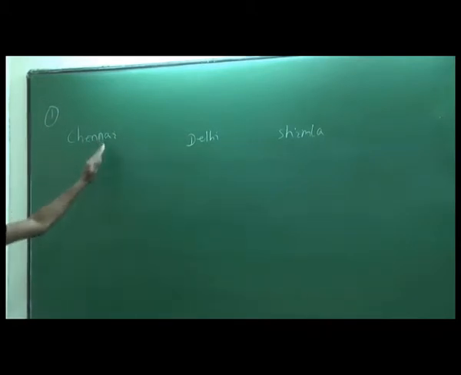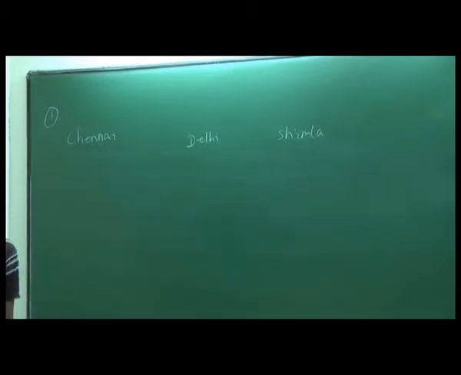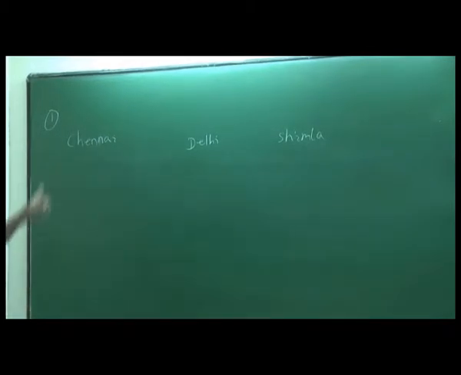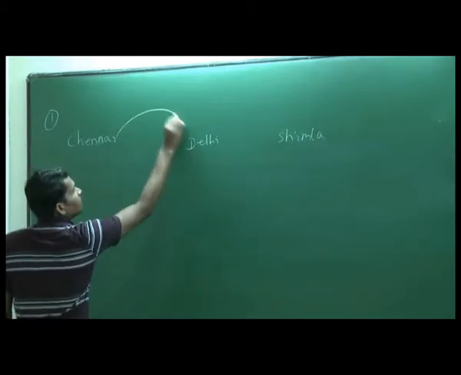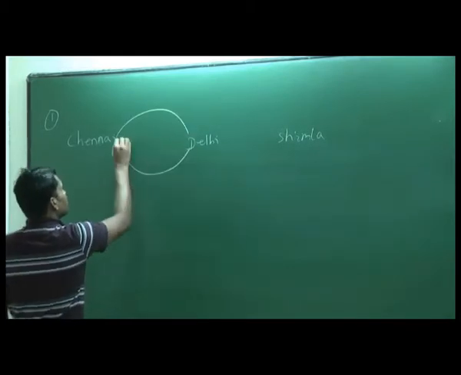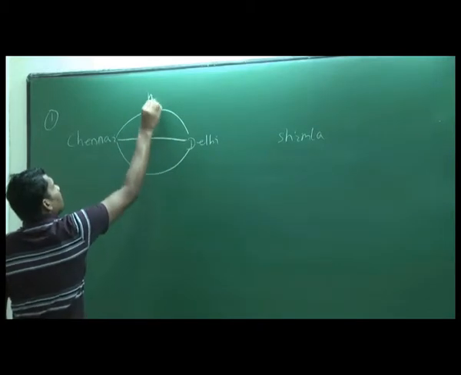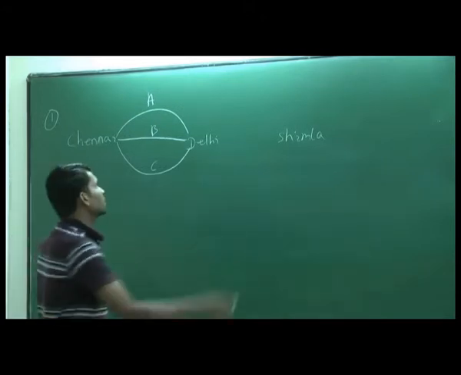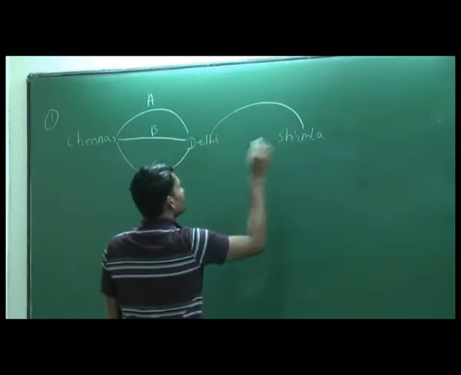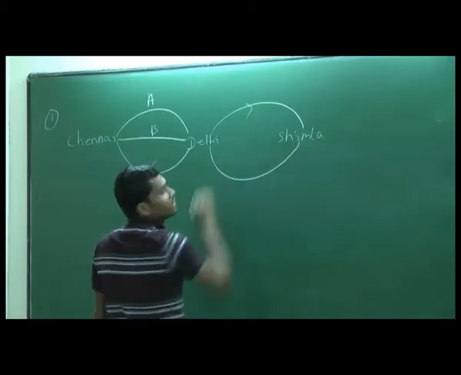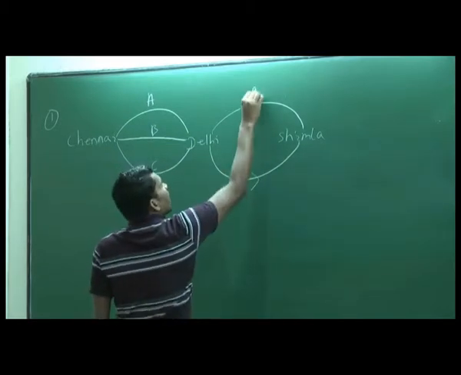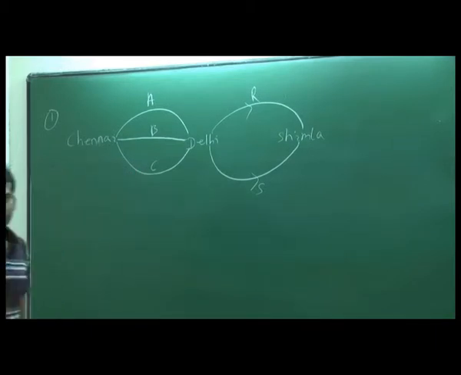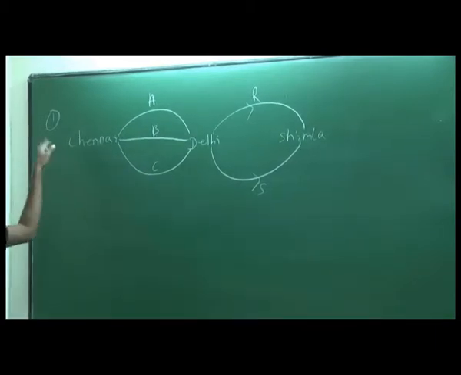You are going by train only. There are 3 trains from Chennai to Delhi named A, B, C. You can choose one of them, right? From Delhi to Simla, there are 2 trains named R and S. How many ways can you complete your journey? 6 ways.